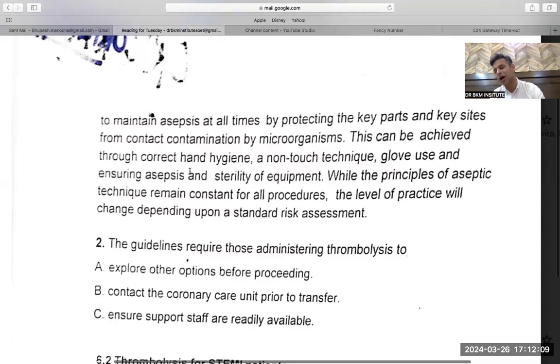Now they are talking about how this can be achieved. This can be achieved through correct hand hygiene, a non-touch technique, glove use, ensuring asepsis and sterility of equipment. While the principles of aseptic technique remain constant for all procedures, the level of practice will change dependent upon a standard risk assessment. So they are saying principles will remain the same, but the level of practice, how much precaution you will take, will depend on the standard risk assessment.